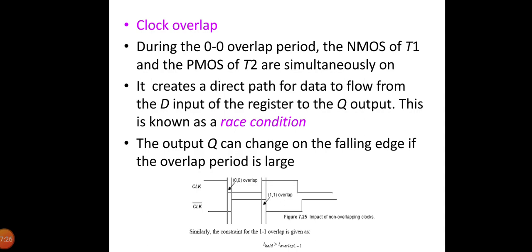The former situation, that is 0-0 overlap, can be addressed by making sure that there is enough delay between the D input and node B, ensuring the new data sampled by the master stage doesn't propagate through the slave stage. Generally, the built-in single inverter delay should be sufficient, and the overlap constraint is given by T overlap 0-0 is t_T1 plus t_T2.